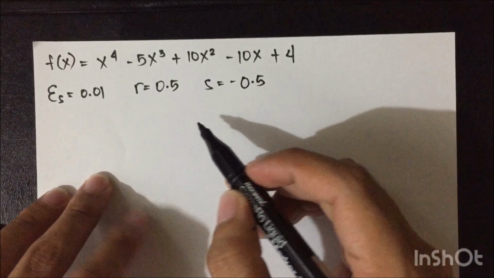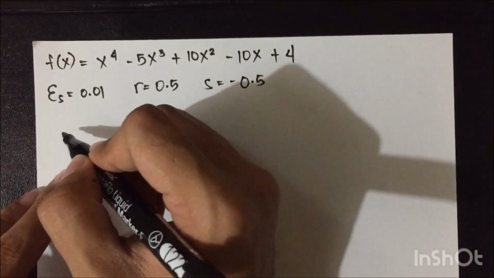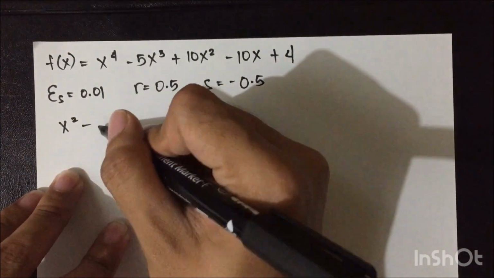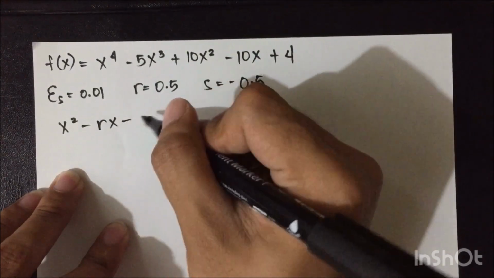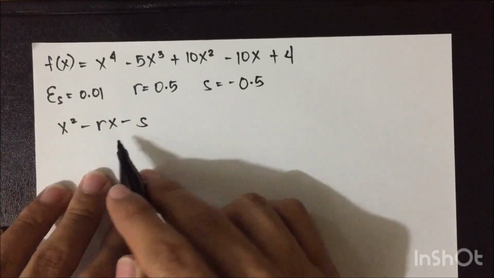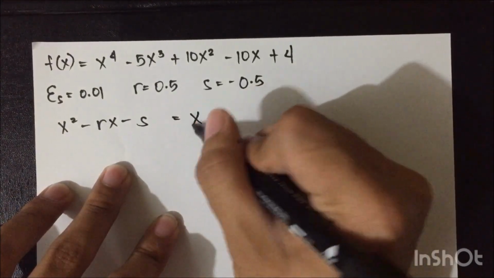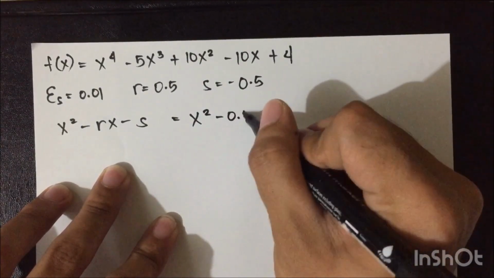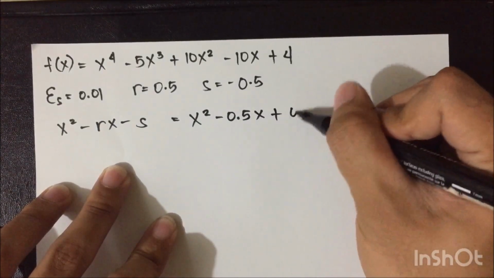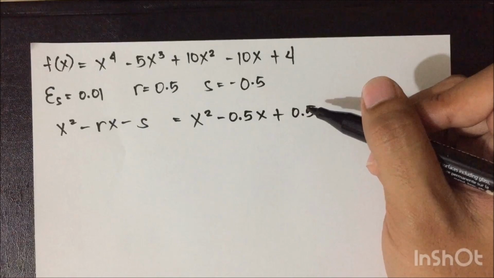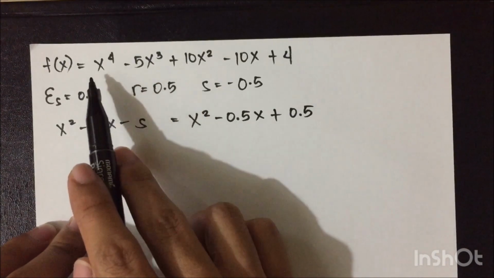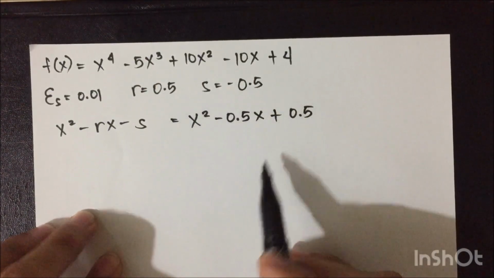Then, sa next step natin, i-divide natin yung function na to sa equation na x squared minus r times x minus s. So, i-substitute muna natin yung values ng r and s dito sa equation na to, which is x squared minus 0.5 times x, then plus 0.5. So, sa pagdi-divide, using synthetic division, i-divide natin tong function na to dito sa equation na to.